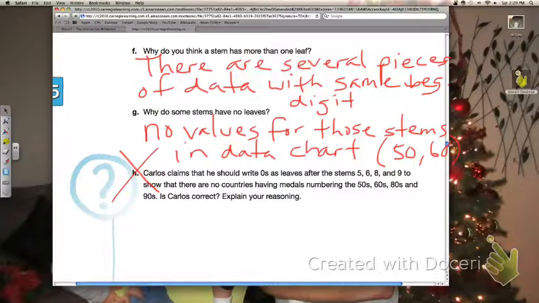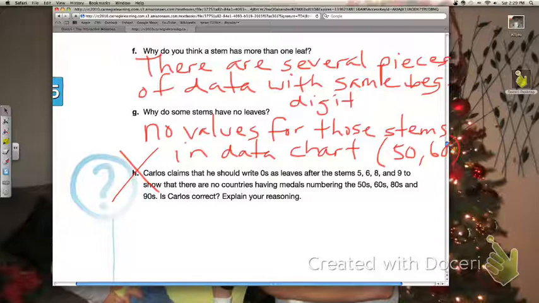If we take a look at letter F, it asks us, why do you think a stem has more than one leaf? A stem has more than one leaf because there are several pieces of data with the same beginning digit. So if you refer back to the stem and leaf plot, you would see that there were a couple of countries that had 10 medals won, 11, 13, 14, and so on. So that's why there are many leaves representing that number 1 stem.